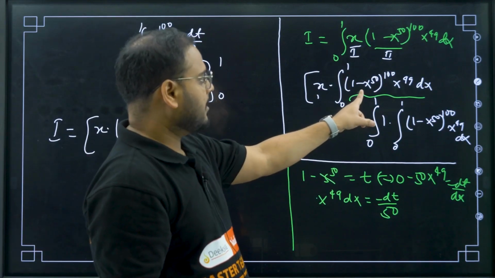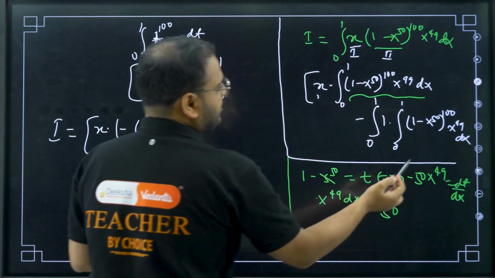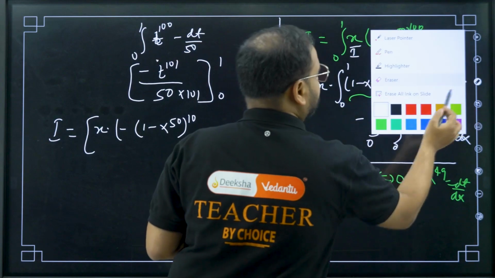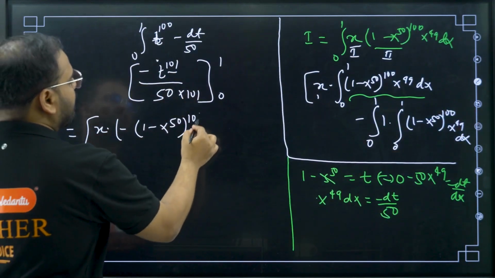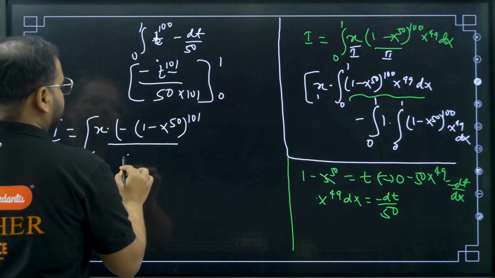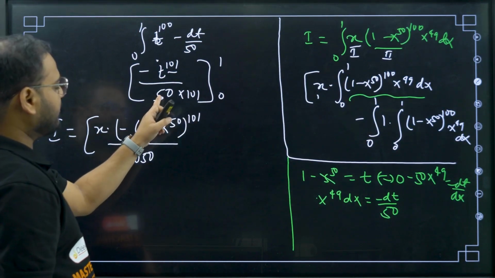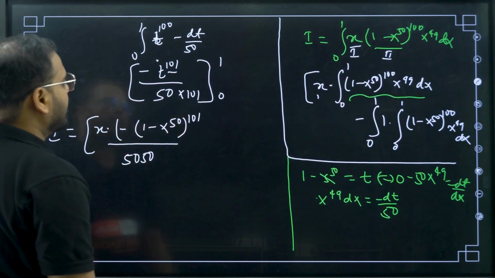I'm writing for this part, this whole thing, what is the t value, this part, and what is the power, not 100, not 100 sir, it's 101 sir, okay, 101. How come sir? Because t power 101 is there, t value is 1 minus x power 50, 101, how much is this number, 50, please check, 50, because 100 times of 50 will be 5000, and then 1 times of 50 will be 50, so 5050, okay.